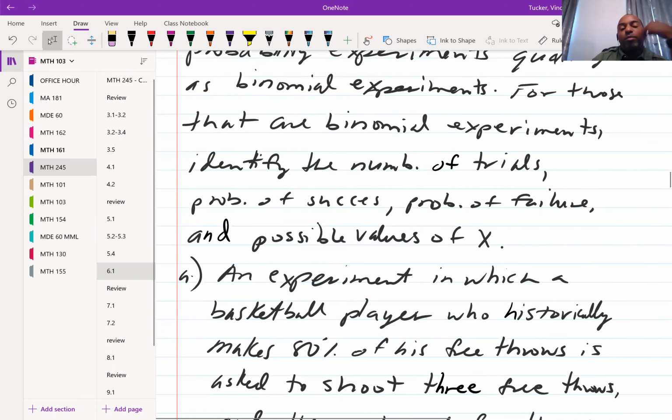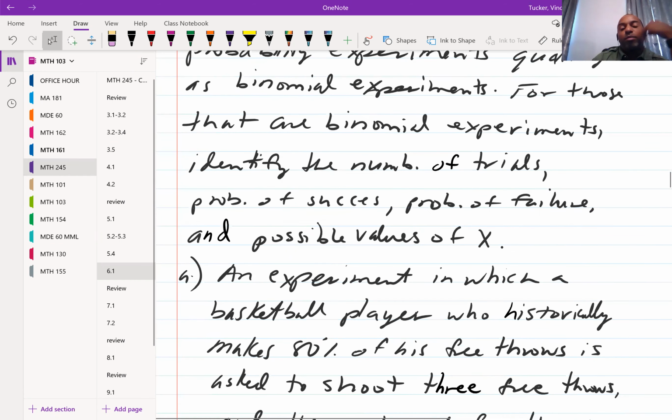All right, so here we go. So n is equal to 3. That's the number of trials. 3 shots. Probability of success is 80%, so that's 0.8. Probability of missing is going to be 1 minus that 0.8, which is 0.2, 20%. So that's the probability of failure, which is missing a shot. And then X is going to be from 0 to N. So that's 0 to 3 for us.